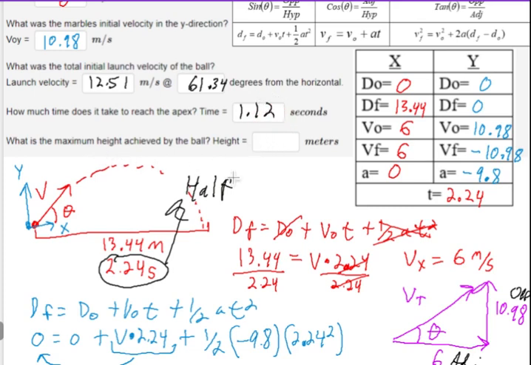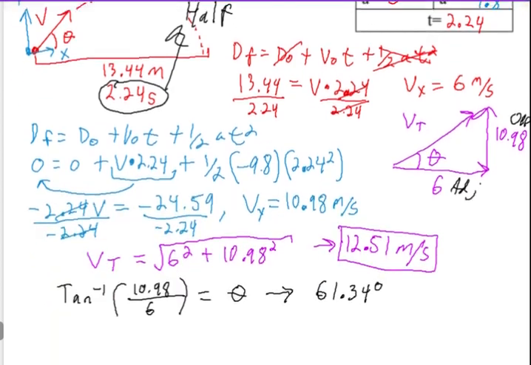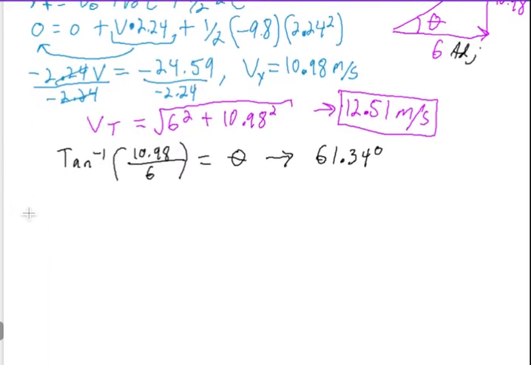What is the maximum height achieved by the ball? Well, that's going to take a little bit more to solve for, but it won't be too bad. To figure out the maximum height, that sounds like I need df. So I'm going to use my big dog equation again. df equals do plus vot plus 1/2 at squared.